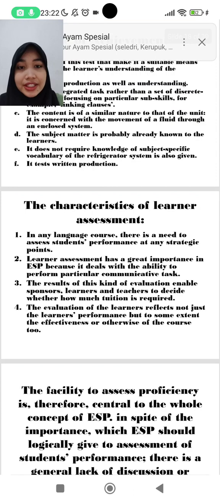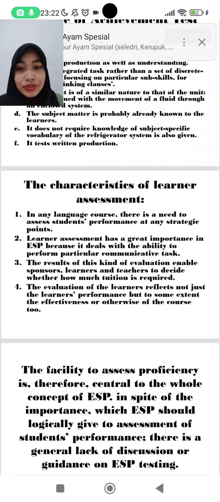The characteristics of learner assessment. There are 4. In any language course, there is a need to assess students' performance at strategic points. Learner assessment has great importance in ESP because it deals with the ability to perform particular communicative tasks. The result of this kind of evaluation enables sponsors, learners, and teachers to decide how much tuition is required.